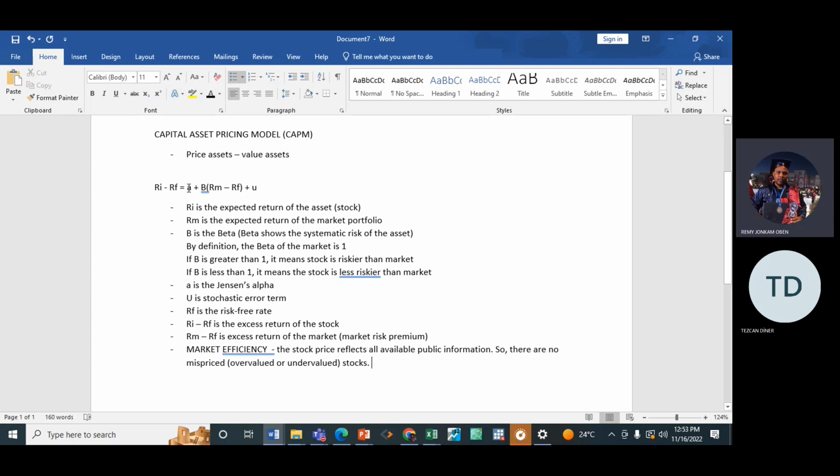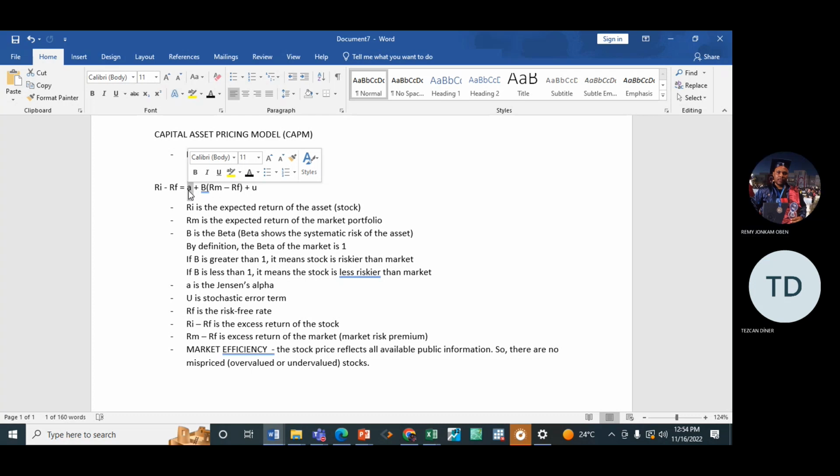So this Jensen's alpha is very important. If we run this regression and we find this alpha to be positive, it means there is an abnormal return. It means your return is not just dependent on this, but this A is also adding to the return. If we find this A to be negative, it means you are making less return than you should make if the market is efficient. But if A is positive, you are making more return than you should make. So there is an abnormal return.